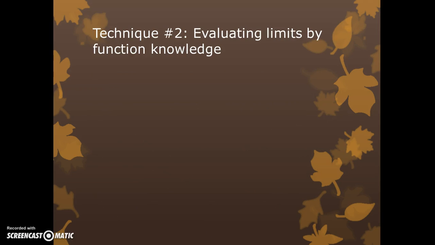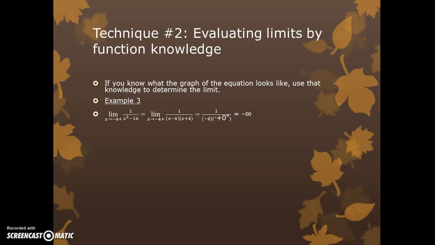A second technique which you might find useful is your basic function knowledge can help you figure out what a limit value is. Particularly if you know what the graph of the equation looks like, use that knowledge to determine the limit. So take, for example, the limit as x goes to -4 from the right of 1 over x squared minus 16. Remember, we talked about what the little plus means to the right of the -4. It means we're going a little bit to the right on the number line of -4.